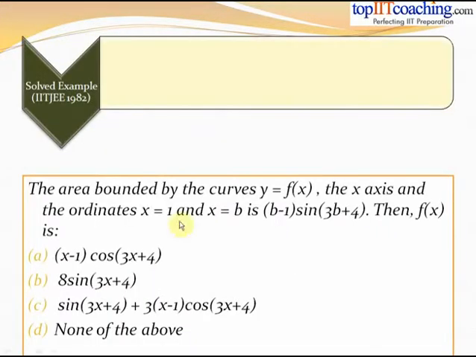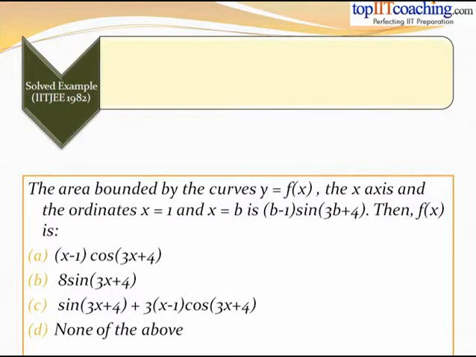So this problem appeared in IIT-JEE 1982 and it says that the area bounded by the curves y equal to f(x), the x-axis, the ordinates x equal to 1 and x equal to b is (b minus 1) into sine of (3b plus 4). Then f(x) is, option A is (x minus 1) into cos of (3x plus 4). Option B is 8 times sine of (3x plus 4). Option C is sine of (3x plus 4) plus 3 times (x minus 1) into cos of (3x plus 4). And option D is none of the above.